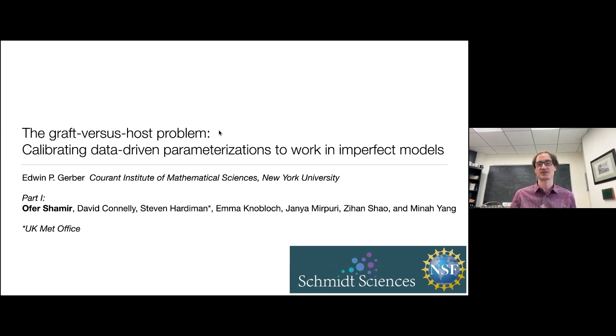And that's going to involve a lot of calibration. So that's what we wanted to talk about today, hopefully emphasizing some things that will be common among many of the data-driven parameterization activities going on in this community. So my talk will be more introduction. I'm going to be highlighting work by Ofer Shamir. This is a paper that was just out in the QJ with a lot of collaborators, mostly at NYU, but also Stephen Hardiman at the Met Office. And then Hamid will do the second half. We'll be getting more into the details of how we do calibration and some ideas of using offline-online learning. Again, thanks to Schmidt Sciences and also the NSF that helps sponsor this research.